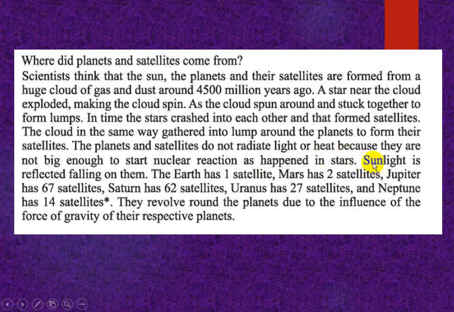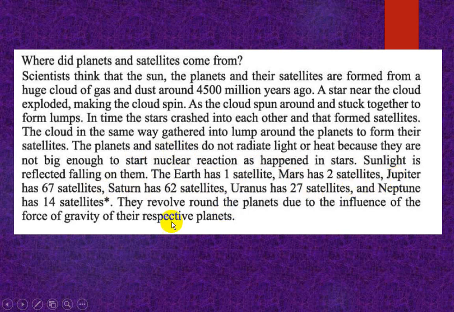Sunlight is reflected on them. Planets and satellites have no light of their own; sunlight is reflected on them. Earth has one satellite. This is the moon.